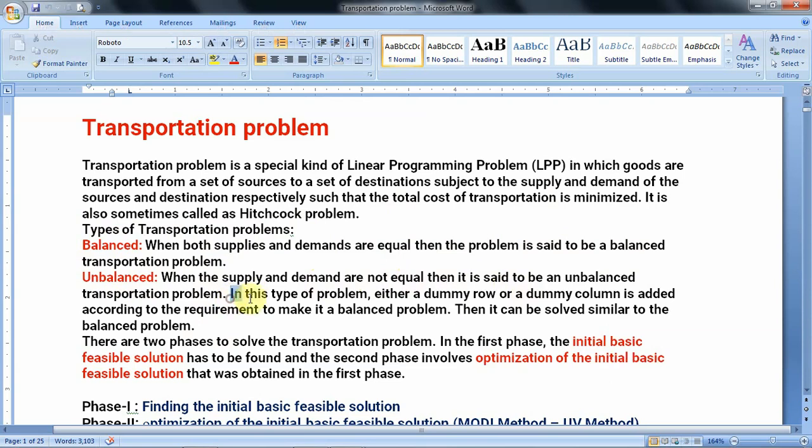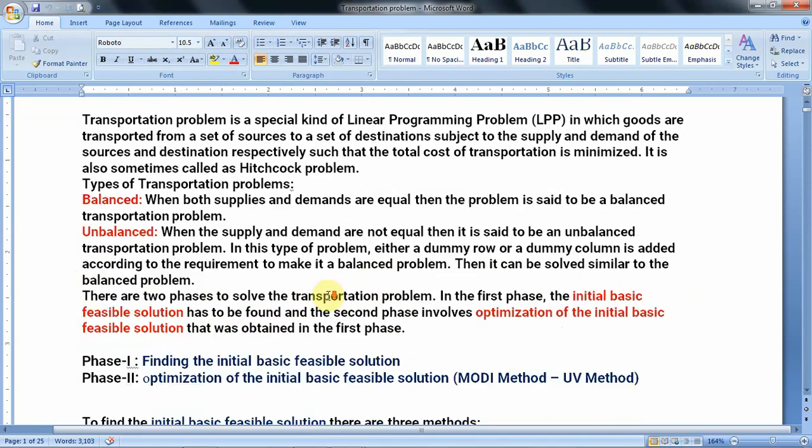So, now we discuss the balanced transportation problem. In this type of problem, either a dummy row or a dummy column is added according to the requirement to make it a balanced problem. An unbalanced problem can also be converted into a balanced model. Then it can be solved similar to the balanced one.